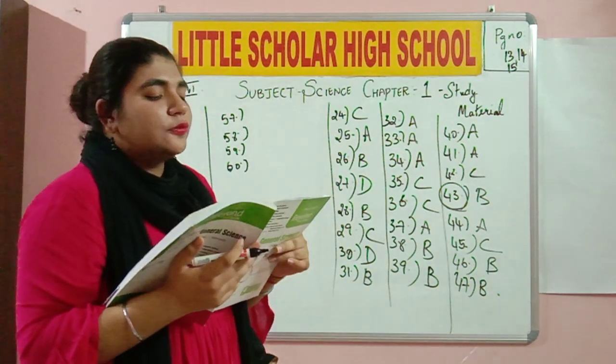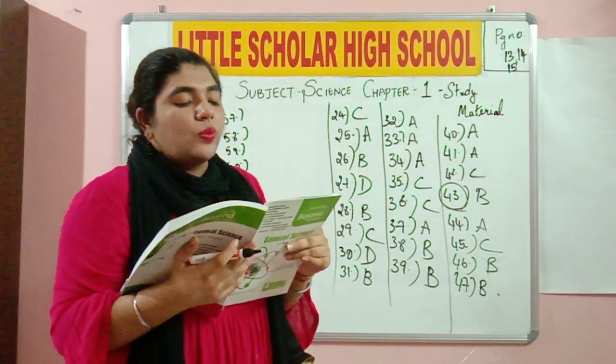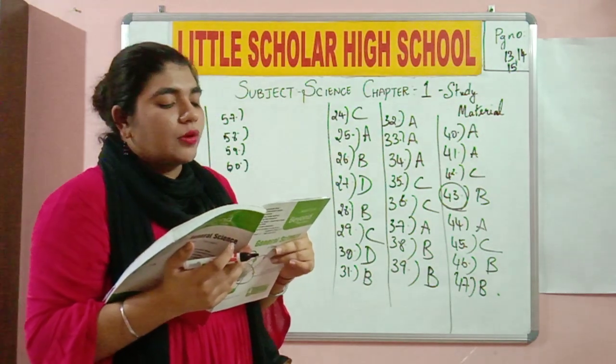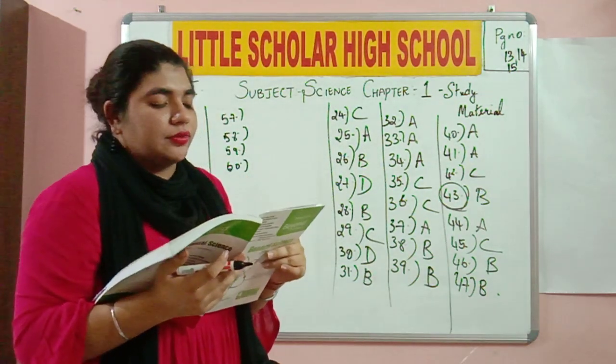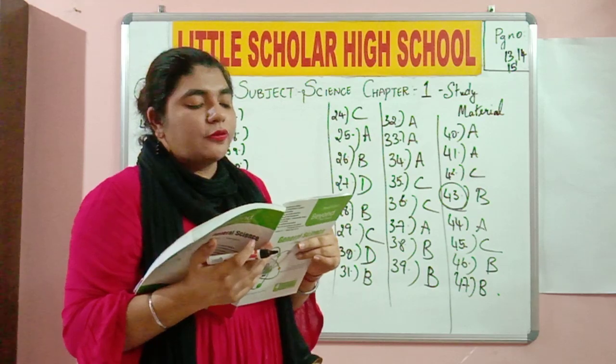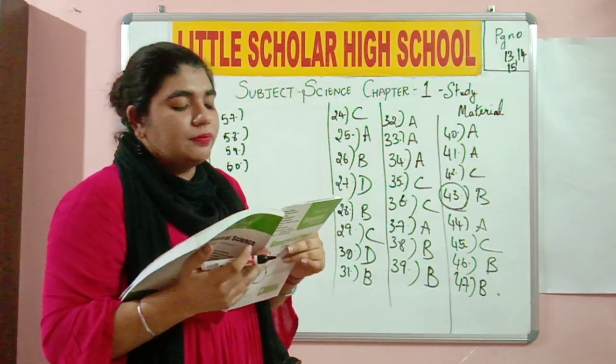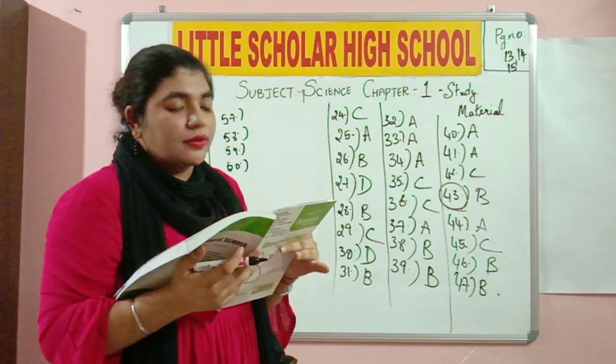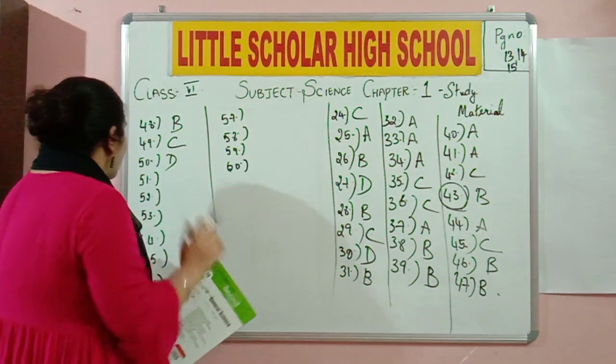51. Read the following lines, answer the questions. When you purchase any food item in the market, don't forget to read about its ingredients and manufacturing date. What should we observe before purchasing a packed food item in the market? Date of manufacturing and ingredients. Option A. Please mark option A.